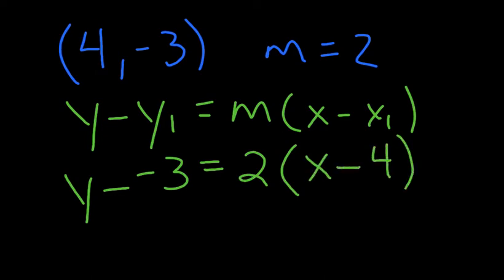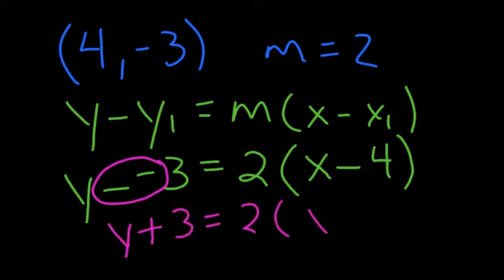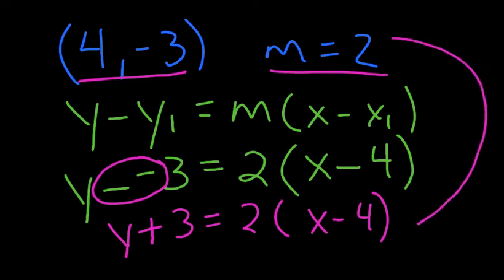Now, this is almost finished. There's one problem. Does anyone see it? It's really not a good idea to leave things minus and negative. So go ahead and change that to plus. So that is y plus 3 equals 2 times x minus 4. And that's the answer. If they give you a point and the slope, and they want you to write an equation in point slope form, that's how you do it.